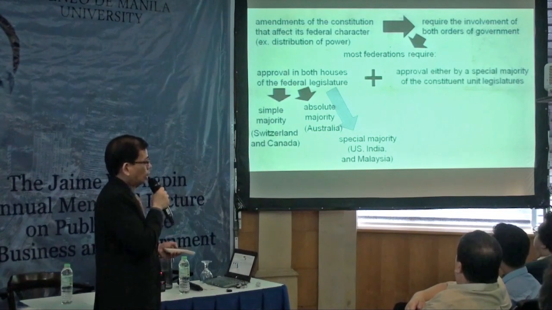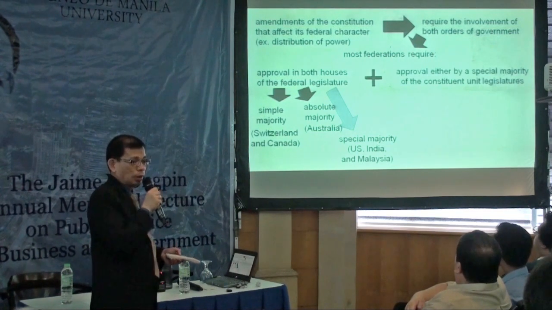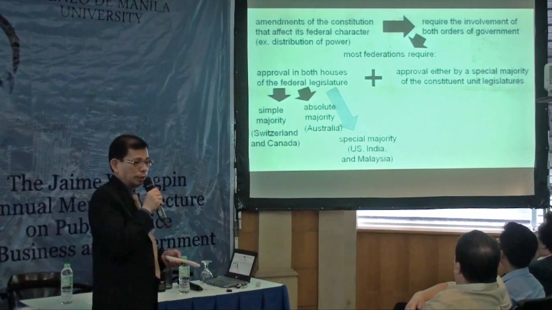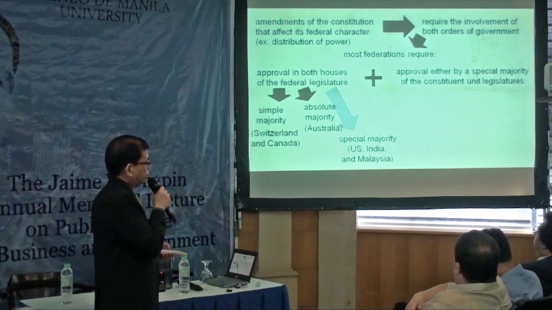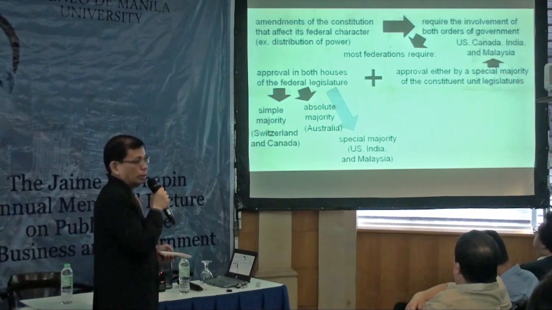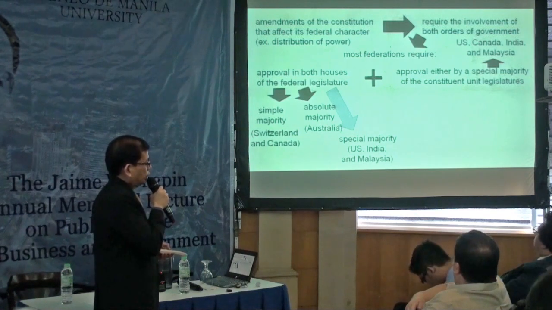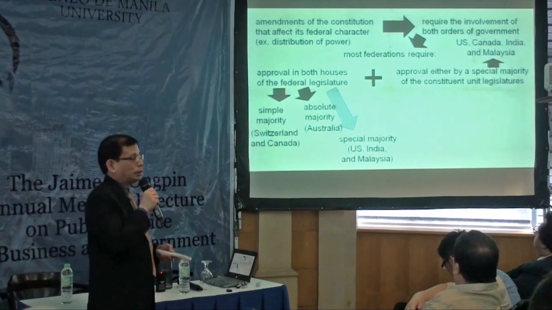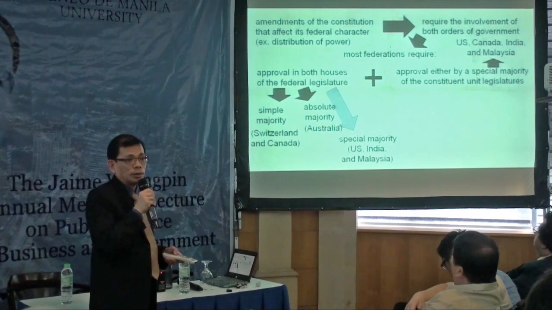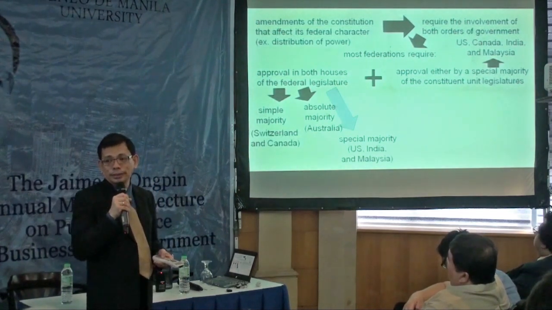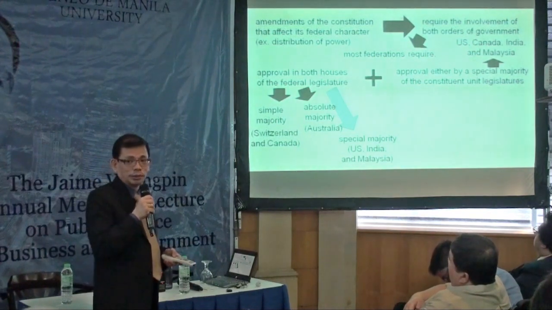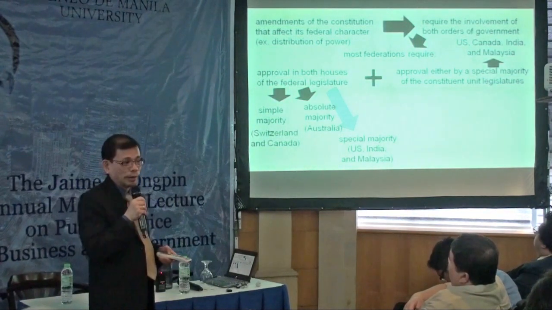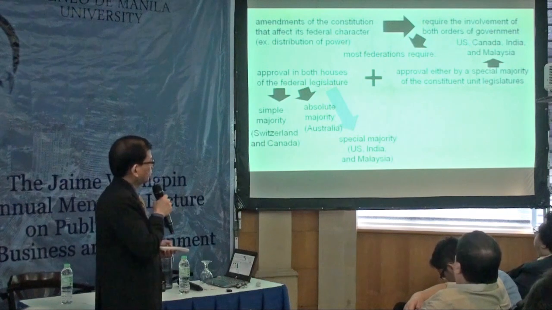Plus, approval either by a special majority of the constituent unit legislature, for example, US, Canada, India, and Malaysia. For example, in the US, you need three-fourths approval of the constituent states, and that would be 38 of the legislatures of the 50 states in the United States.